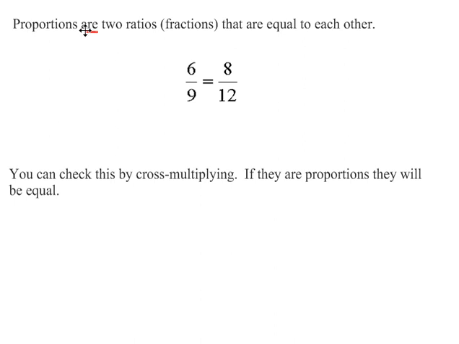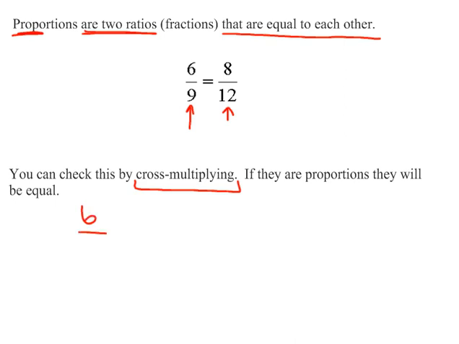A proportion is basically two ratios put together, basically fractions, and these fractions are equal to each other. We say that they're proportional. So two proportional fractions means that this fraction and this fraction are equal to each other. You can check whether or not this is true by doing something called cross-multiplying. Cross-multiplying is something you can do basically to check to see whether two proportions are alike or not.